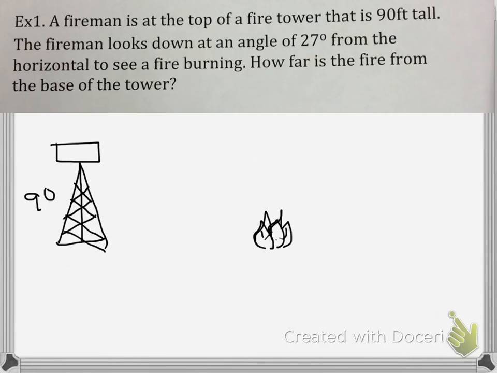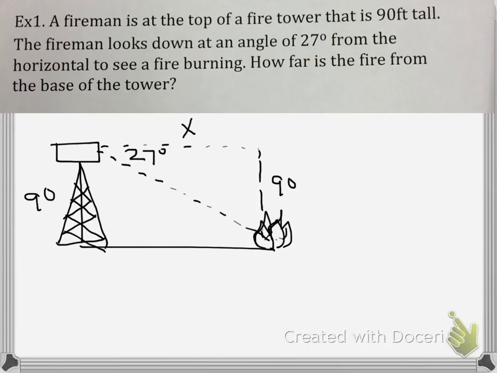The tower is 90 feet tall. We want to find how far the fire is from the tower. Well, our observer looks down at the fire. Where's the 27-degree angle? It's from the horizontal. It's right there, a 27-degree angle. Now, there's 2 triangles here you could actually look at. You could look at the 27-degree triangle. Closing it off here, this would also be 90, and this would be x.